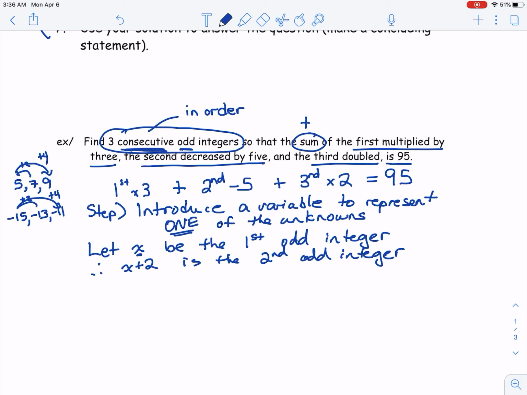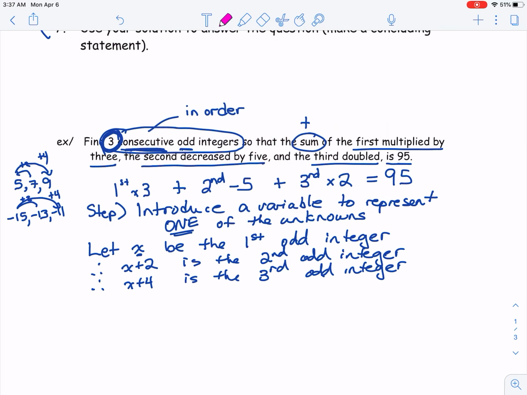So every other unknown, remember we have 3 unknowns to find. We have the first odd integer, the second odd integer, and the third odd integer. So x is going to be the first, x plus 2 is going to be the second, and x plus 4 is the third odd integer. Now what we want to do is make an equation.